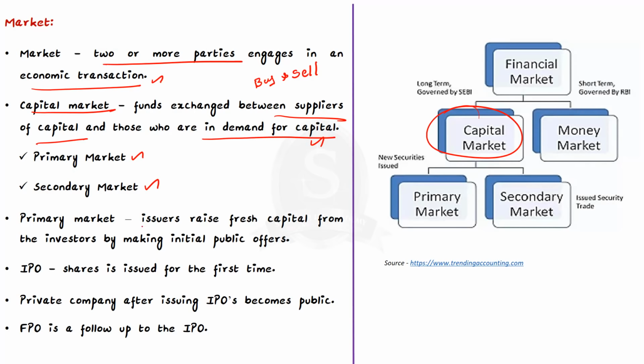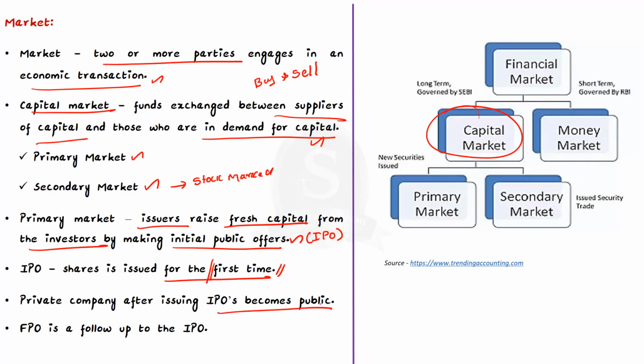Primary market is also called the new issuers market. Secondary market is known as the stock market or the stock exchange. Primary market is used by issuers for raising fresh capital from the investors by making initial public offers, that is IPO. To put it in simple terms, when the shares are issued for the first time, it is called IPO or initial public offers. The private companies after issuing IPOs become public.